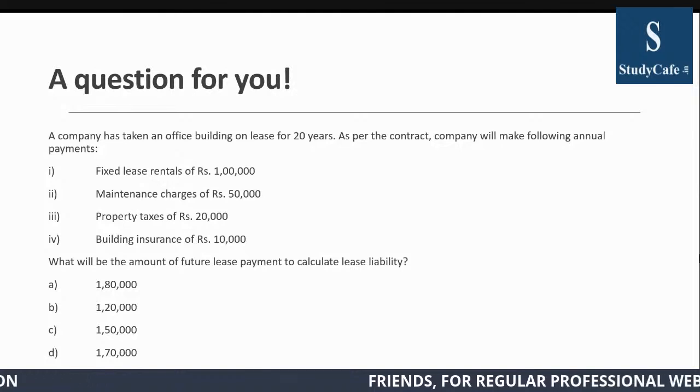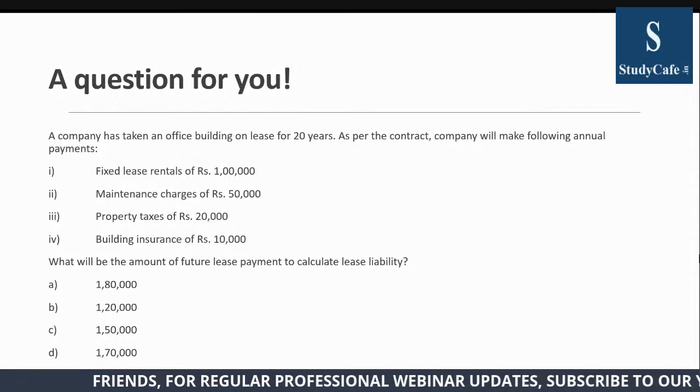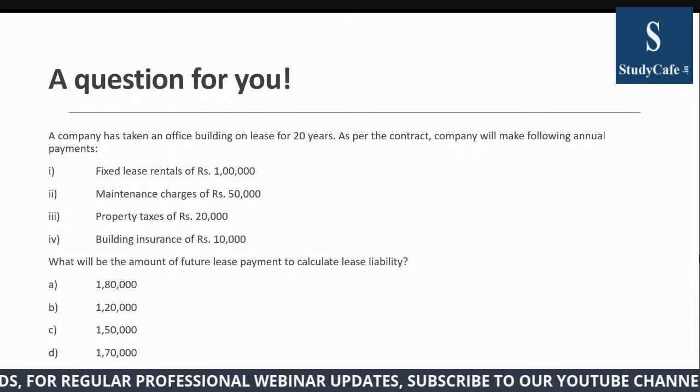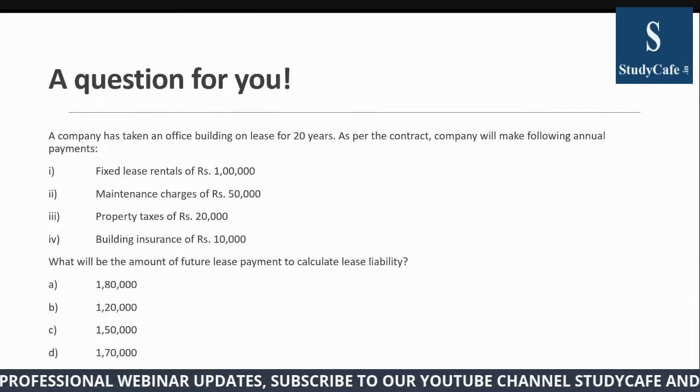Now let's clear the fog from the lease payments part, and let's understand what all will be included in the future lease payments.